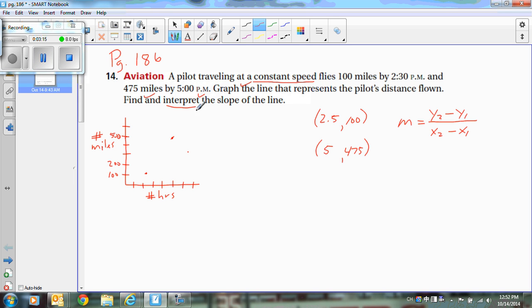Okay, so to figure out an interpretation, remember, slope will be a ratio. You'll have a number on top and a number on the bottom. Look at your graph. Remember, your vertical axis represents the number of miles. Your horizontal axis represents the number of hours. So just think about that when you go to come up with a meaning for what this ratio represents.